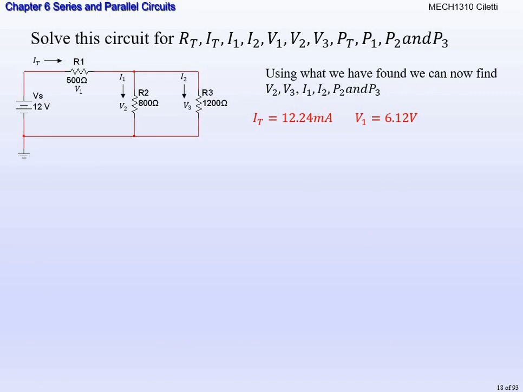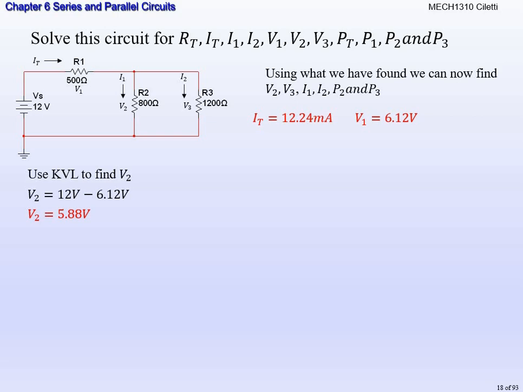All right, so I'm going to bring over what we just calculated, our IT, which is 12.24 milliamps, and our V1, which is 6.12 volts. All right, so we can use Kirchhoff's voltage law, like I said, to find V2. Remember, the sum of the individual voltage drops has to equal the total voltage. So since the total voltage is 12 volts, and I calculated the voltage drop across resistor 1 to be 6.12 volts, we can subtract those. So the voltage drop across resistor 2 is 5.88 volts. Okay, that's really going to be beneficial to us now.